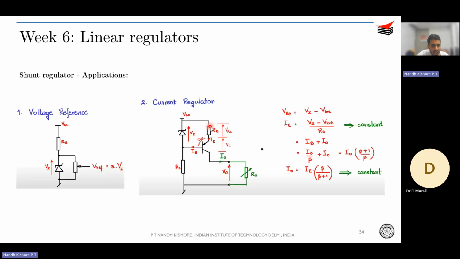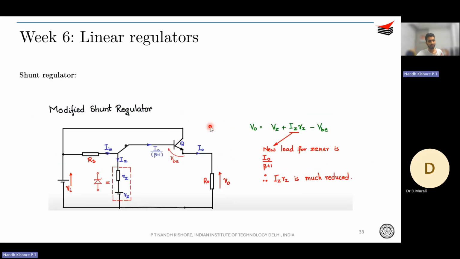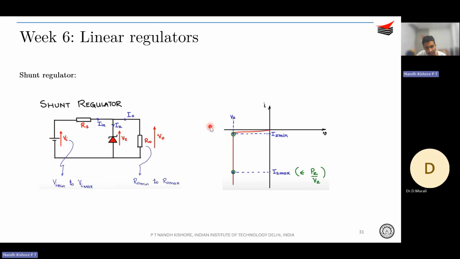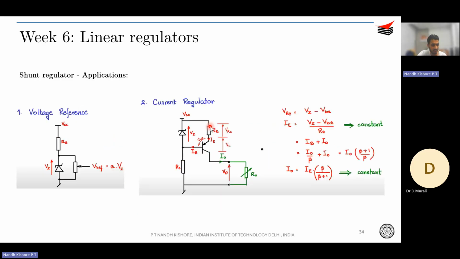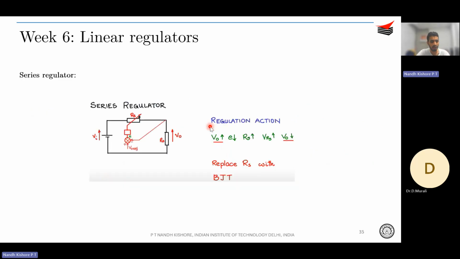Okay. So once you are done with shunt regulator, right? So shunt regulator, we have seen what is a shunt regulator with an ideal Zener diode, with a practical Zener diode, and we modified it, included a BJT to remove the IZRZ term, and we saw two applications, that is to provide voltage reference and to provide current regulation. And the second one that we saw is about the series regulator, right? That is, if I have a resistor over here, I can vary this resistor based on the requirement, and I can vary this resistance so that I get a fixed V naught. Okay. And we can have kind of a closed loop regulation over here.